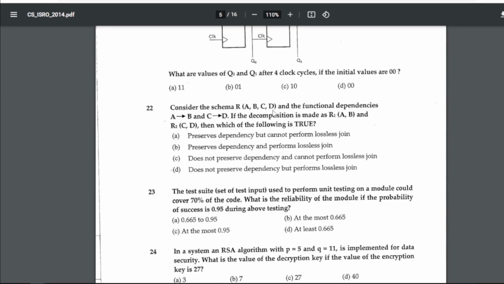Because hope you remember that to check for dependency preserving, a decomposition is said to be dependency preserving if F closure will be F1 union F2 union up to Fn closure, right? Where F closure is the total set of functional dependencies on universal relation R, and F1 is the set of functional dependencies of R1, F2 of R2, and so on. So yeah, here A will be the answer, that preserves dependency but cannot perform lossless join.